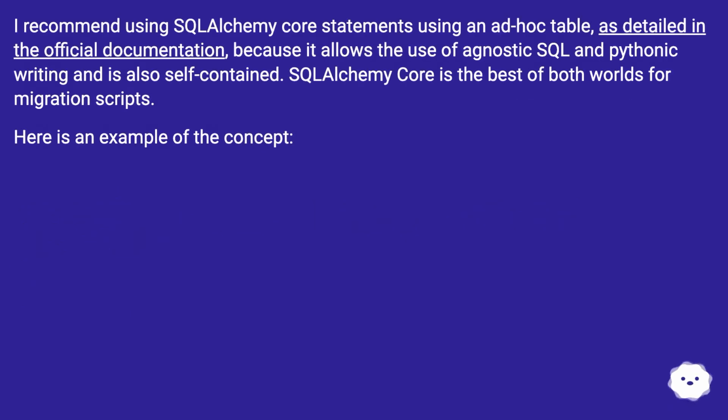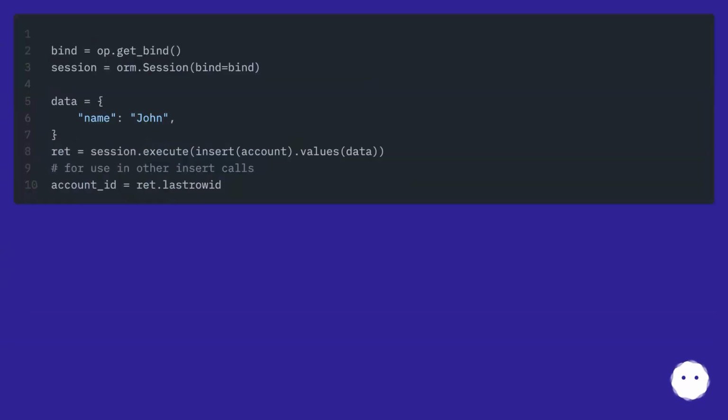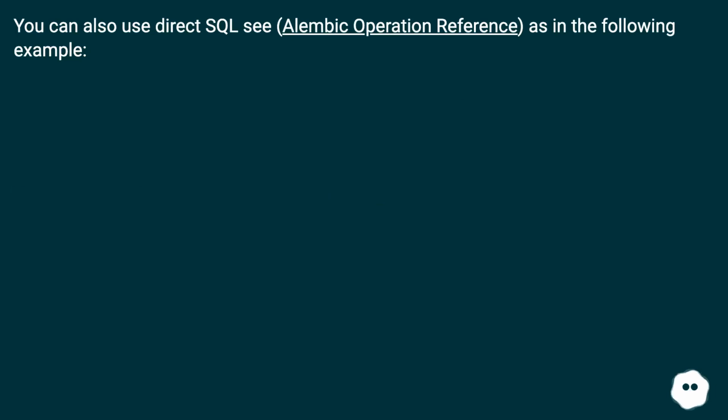I recommend using SQLAlchemy Core statements using an ad hoc table, as detailed in the official documentation, because it allows the use of agnostic SQL and Pythonic writing, and is also self-contained. SQLAlchemy Core is the best of both worlds for migration scripts. Here is an example of the concept. You can also use direct SQL with the Alembic operation reference, as in the following example.